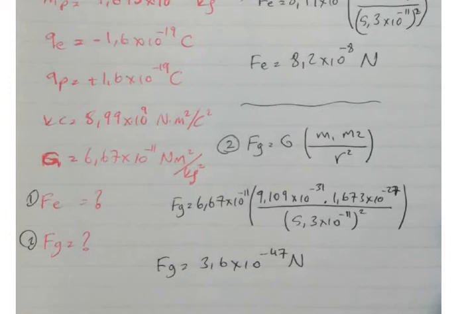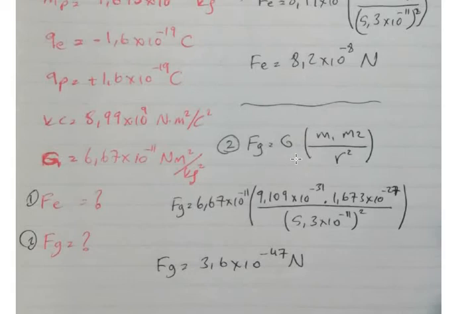Now let's get to the second part of the sample problem 6a. The second part says find Fg, the gravitational force between two objects, a proton and an electron. So this is the rule: Fg is equal to G times m1 m2 over r squared. This is Newton's general law of gravity.